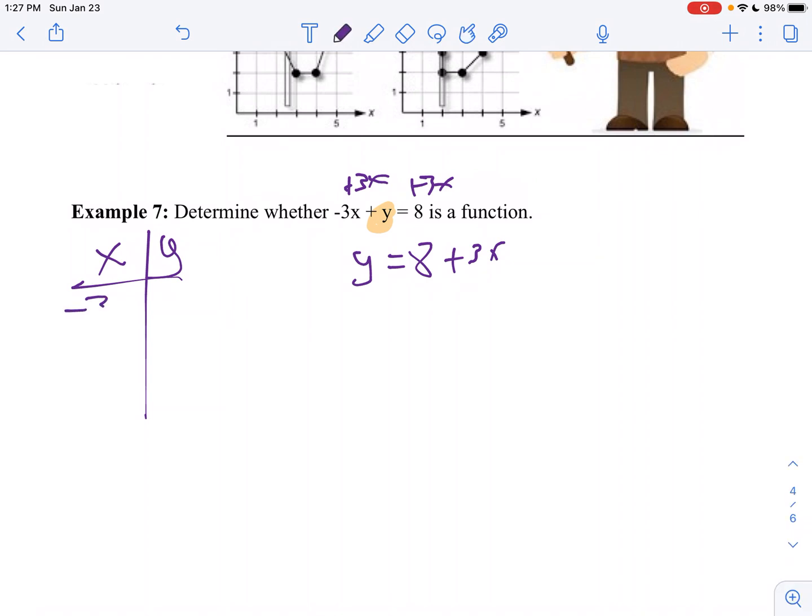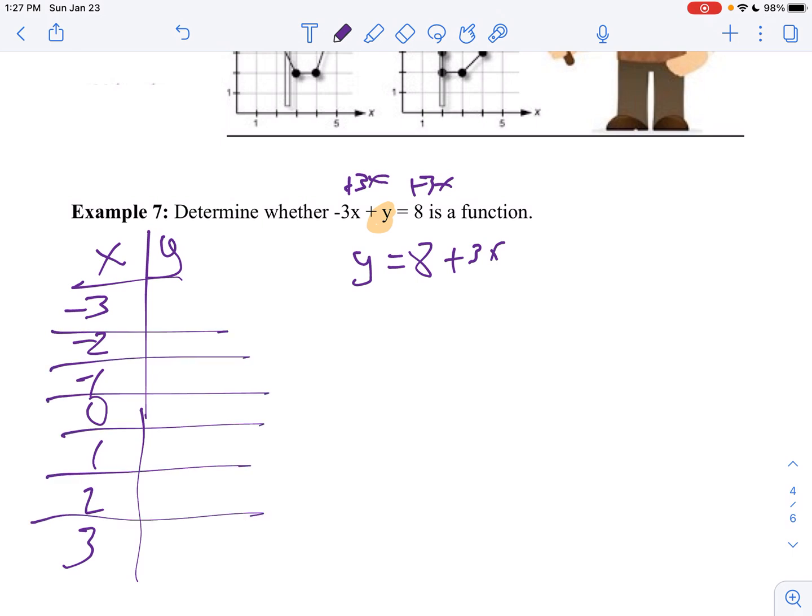I'm going to go from -3 to +3. So in other words, I put -3 in for X. 3 times -3 is -9 plus 8. That gives me -1. 3 times -2 is -6 plus 8. That gives me 2.